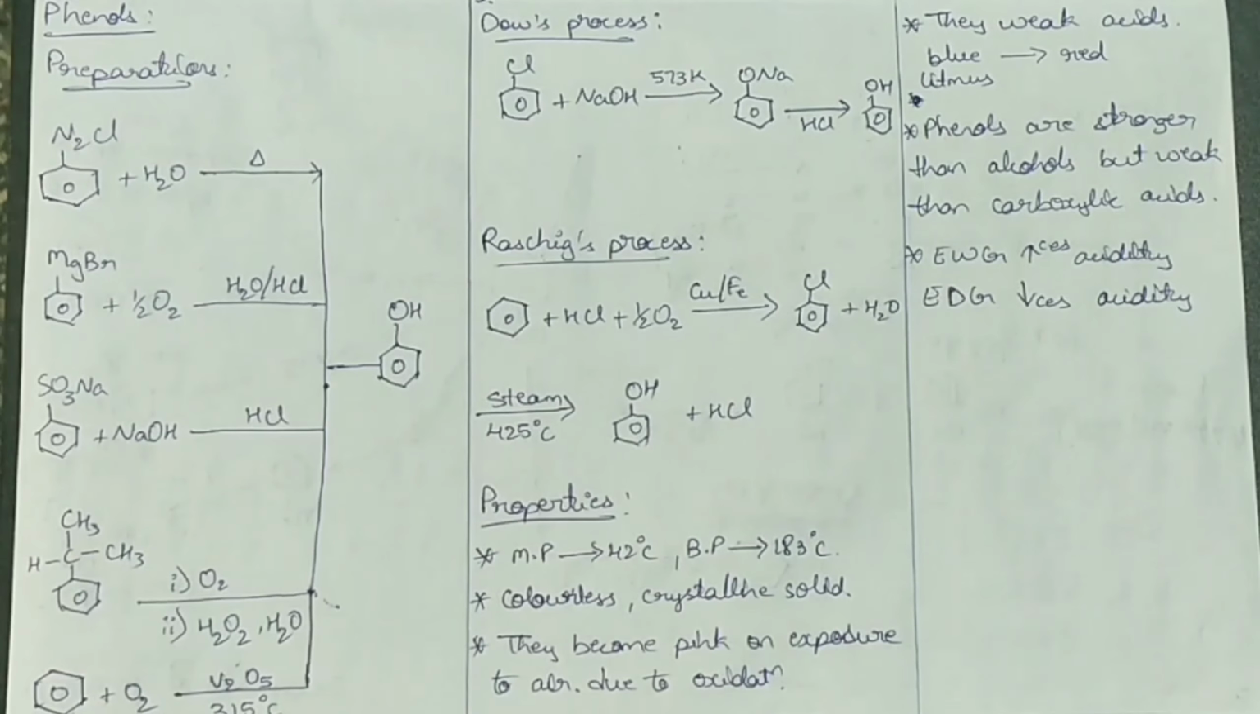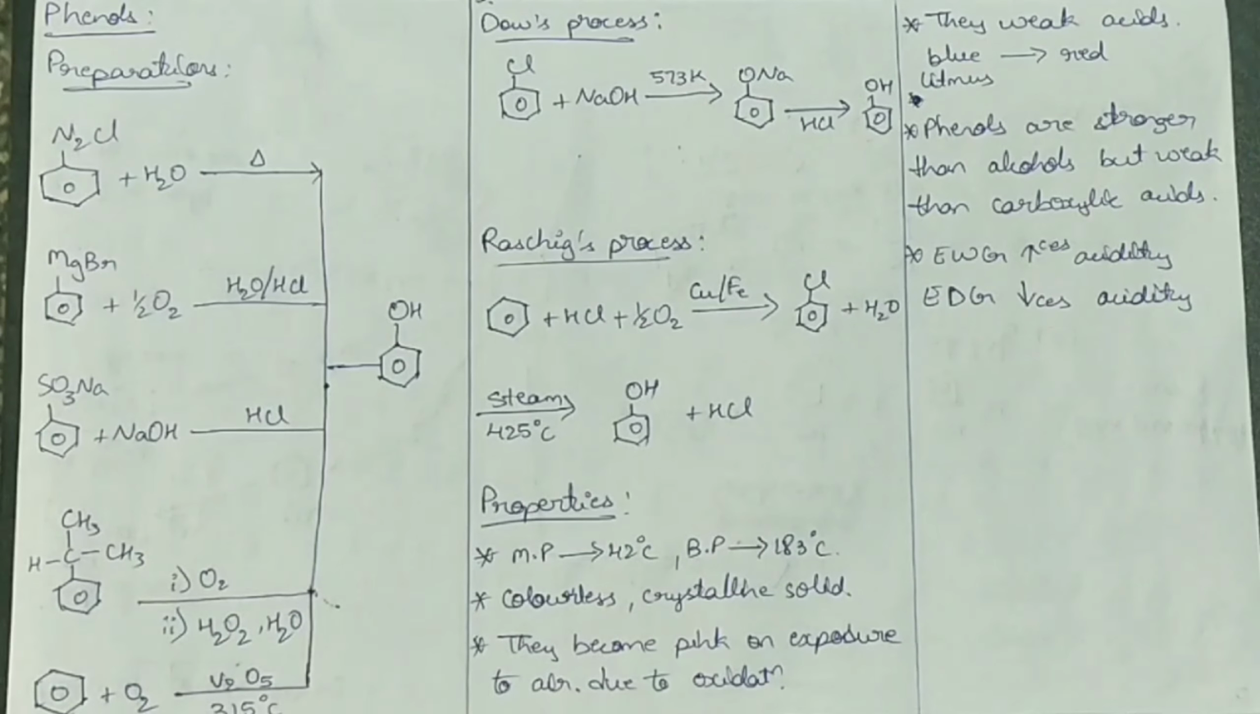Next we shall look into phenols. First we shall learn about the preparation of phenols. The first method is from diazonium chloride: when diazonium chloride undergoes hydrolysis, reacting with water, it gives phenol. Next, when a Grignard reagent is reacted with oxygen along with water, it gives phenol.